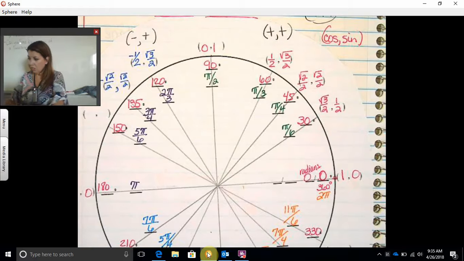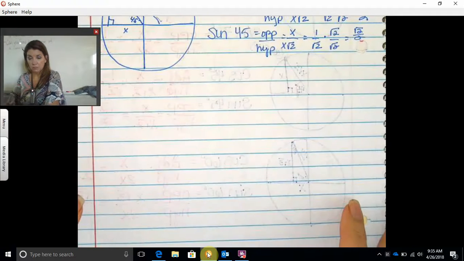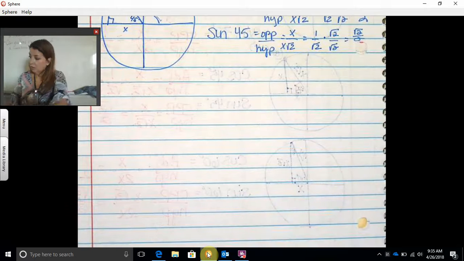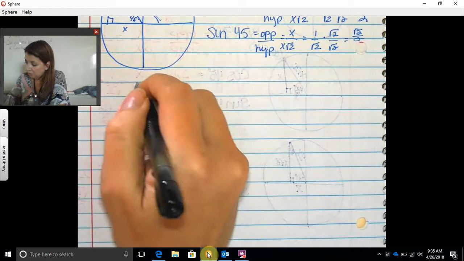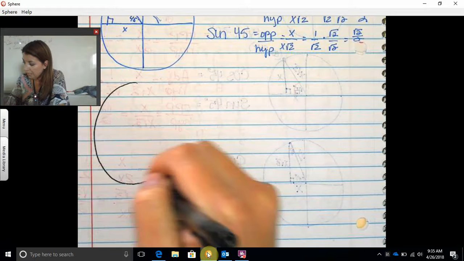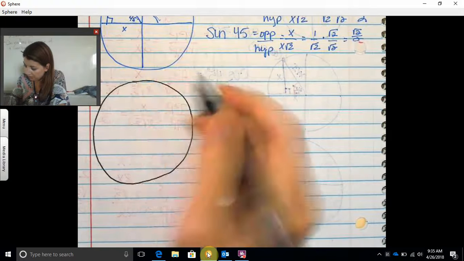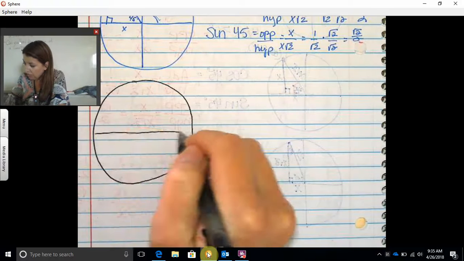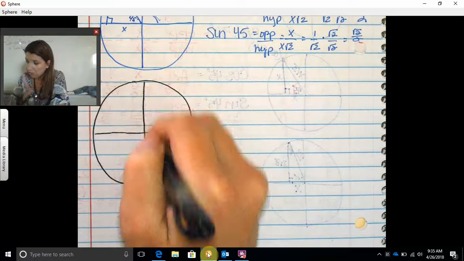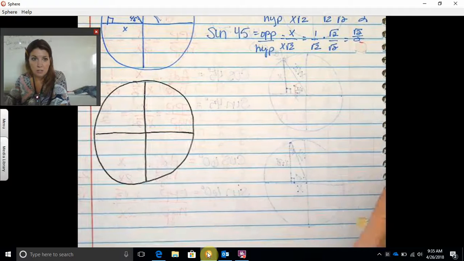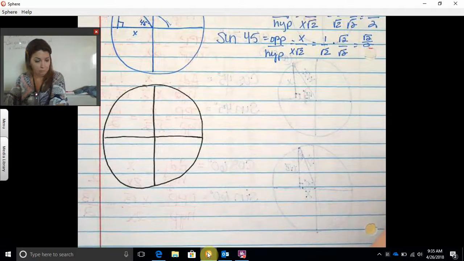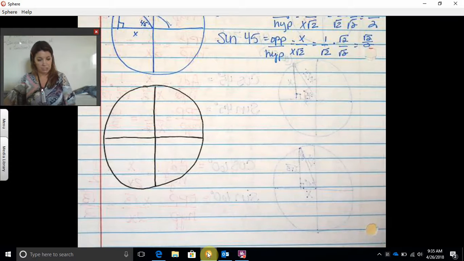Okay, so we are on page 203. And again, once we finish the circle, I'm going to give you a blank unit circle and take your notes away, and you're going to have to complete the whole unit circle on your own without notes, only the formulas that I give you. So make sure you're paying attention.